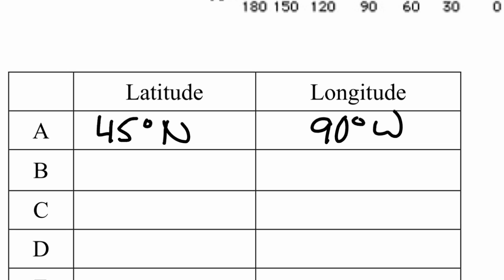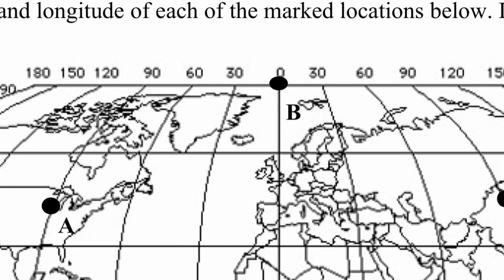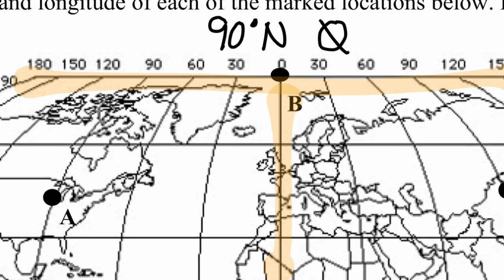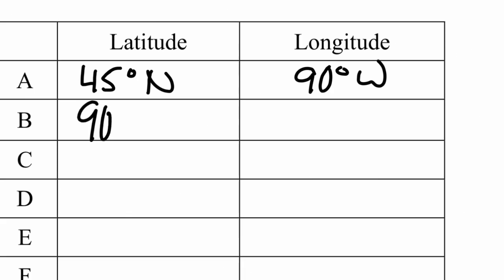All right, next we'll go ahead and do letter B. Letter B was a little tricky, but not too bad. Notice that letter B is right here on that 90 degrees north line, so the latitude becomes 90 degrees north. And notice that it's right on the prime meridian. So the longitude on the prime meridian is 0. So our latitude becomes 90 degrees north and the longitude is simply 0.